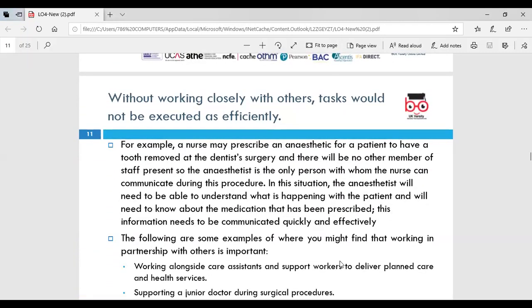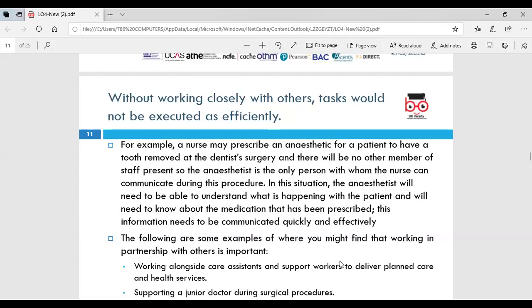So you know that tasks can't be achieved properly or efficiently when you're not working close with others. If you're working very hard on your own and you have no support from others, it's hard to execute. It's hard to achieve the quality that you aim for.